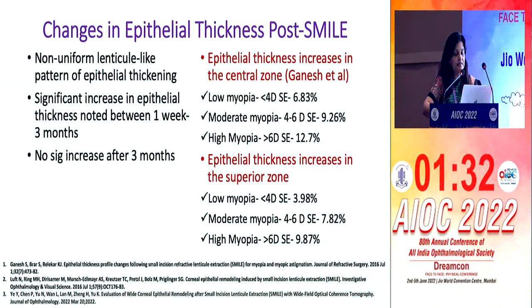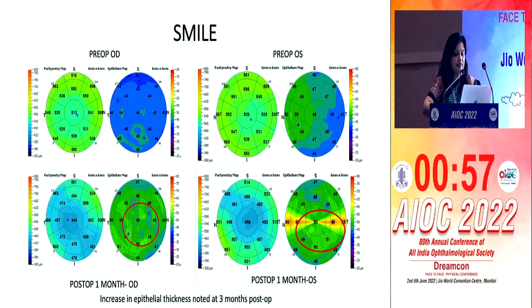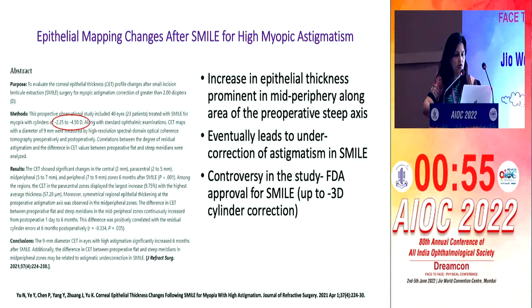Post-SMILE also, the epithelial thickness increases in the central zone, and Ganesh et al. have shown how it varies for low, moderate and high myopes. And it also increases in the superior zone, again varies from 3 to almost 9% in low, moderate and high myopes. But there is no significant increase after 3 months. So this is just a case to show a case wherein SMILE was done, the pre-op right and the left picture, and the post-op the bottom pictures, where you can see that some amount of epithelial thickening does occur over 1 week, then it also occurs over 1 month.